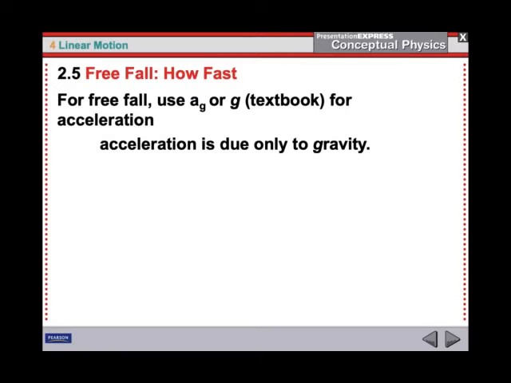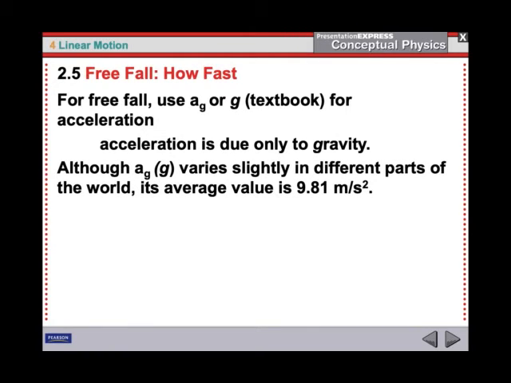So this acceleration is only due to gravity. Although acceleration due to gravity varies in different parts of the world, its average value is 9.81 meters per second squared. That's going to become like a little song in your head, because we use the acceleration due to gravity a lot in this class. So the sooner you learn it, the better. On your sheet of formulas, I think I have it listed as 9.81 meters per second squared, but it would be a lot easier if you just remembered it, because you'd have to look it up like a bazillion times before you leave this class.